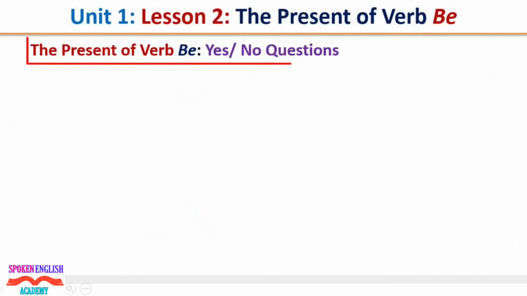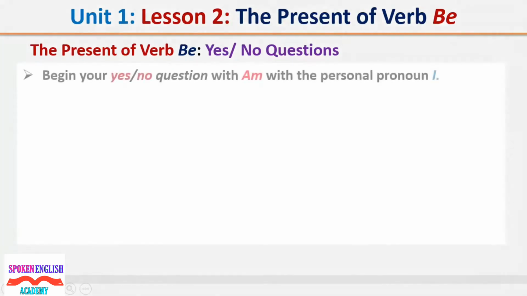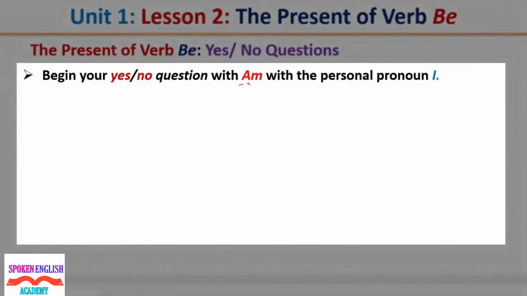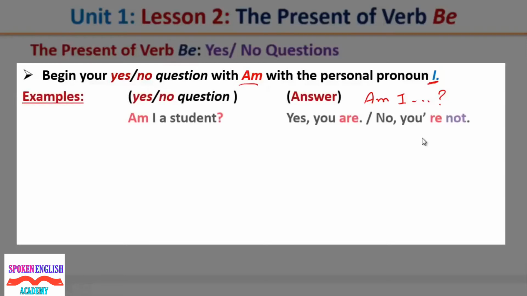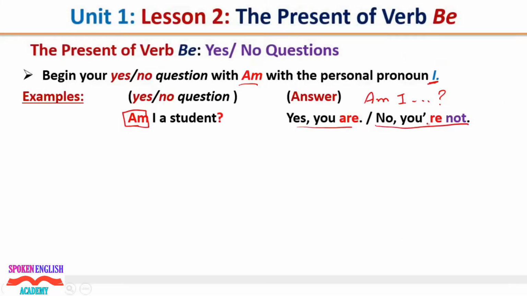The present of verb be. Yes-no questions. Begin your question with am with the personal pronoun I. So when you want to make a yes-no question, we start with the verb am I, and we put a question mark at the end of your question. Examples: am I a student? Notice here that we start the question with the verb. The answer could be either yes, you are, or no, you are not.